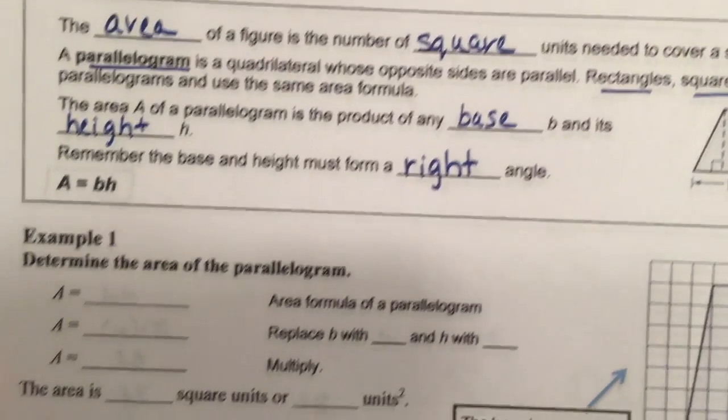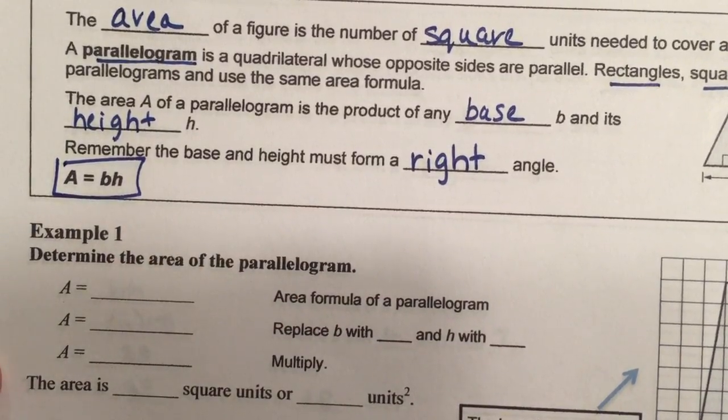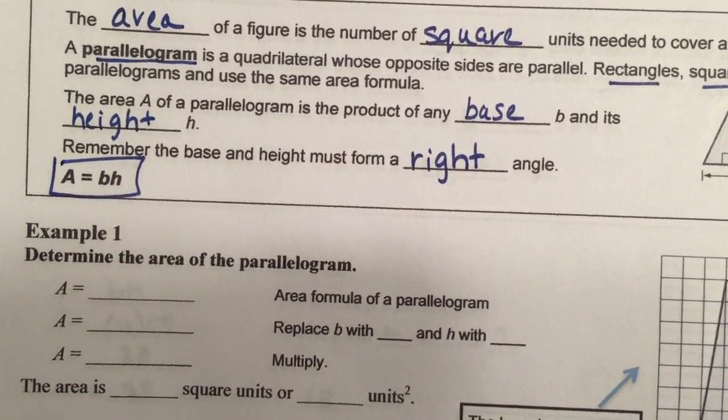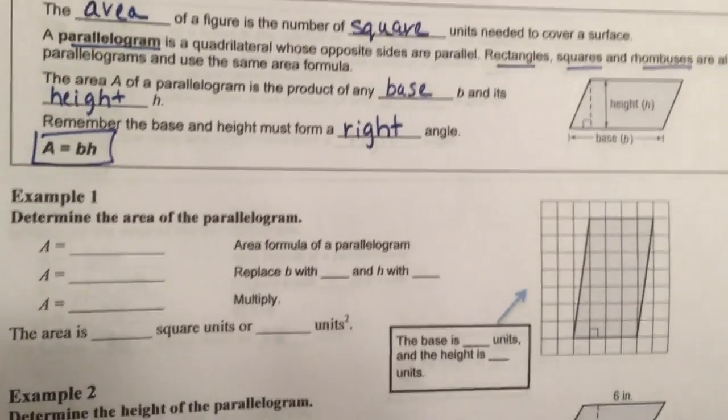And the formula you're going to see looks like this. A equals BH, which means area equals base times height. All right, so if we apply that to these problems, I'm going to erase this a little bit.